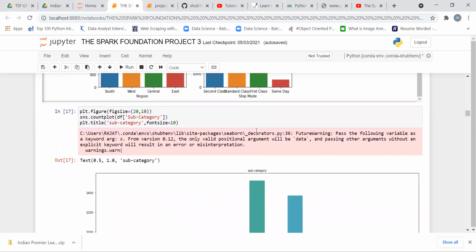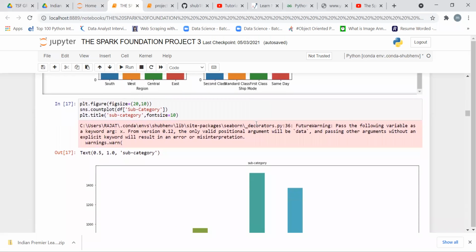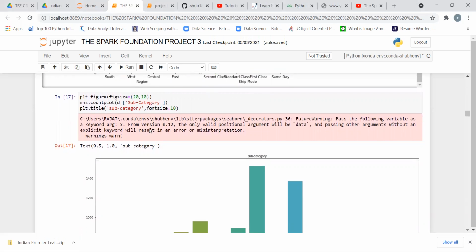And then we define a subcategory of the data set, and for subcategory we use a figure size of 20 by 10 and define it in this format.